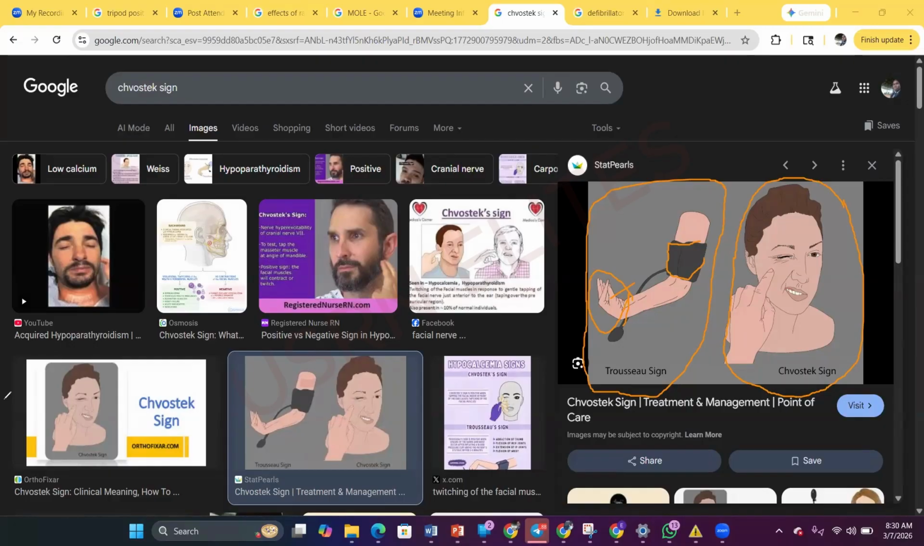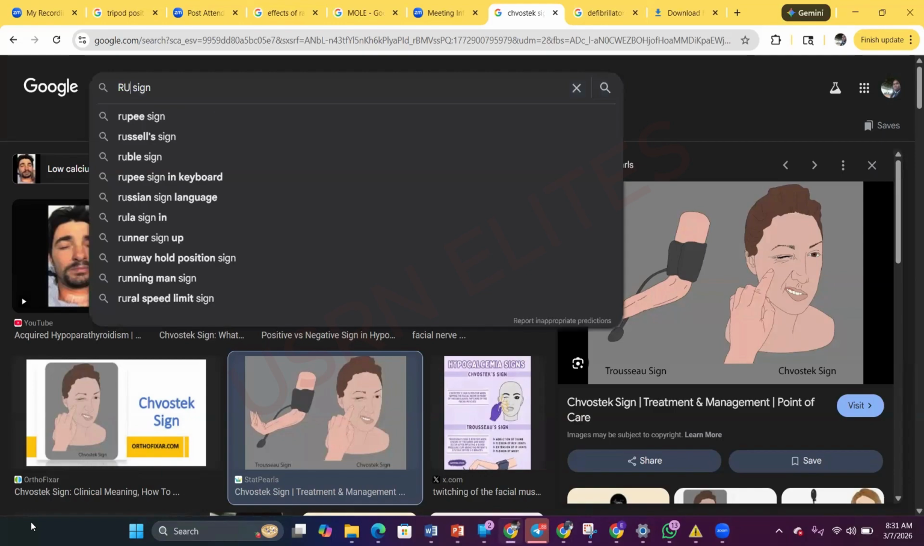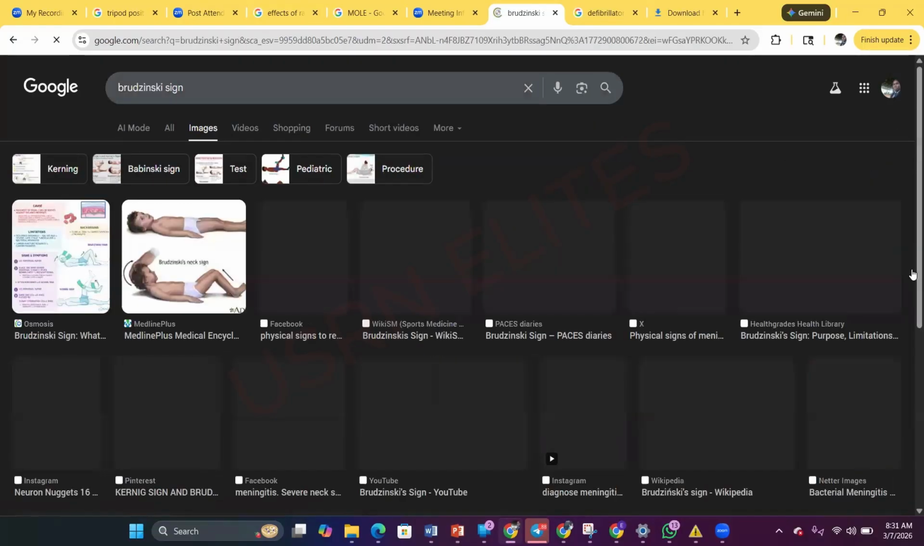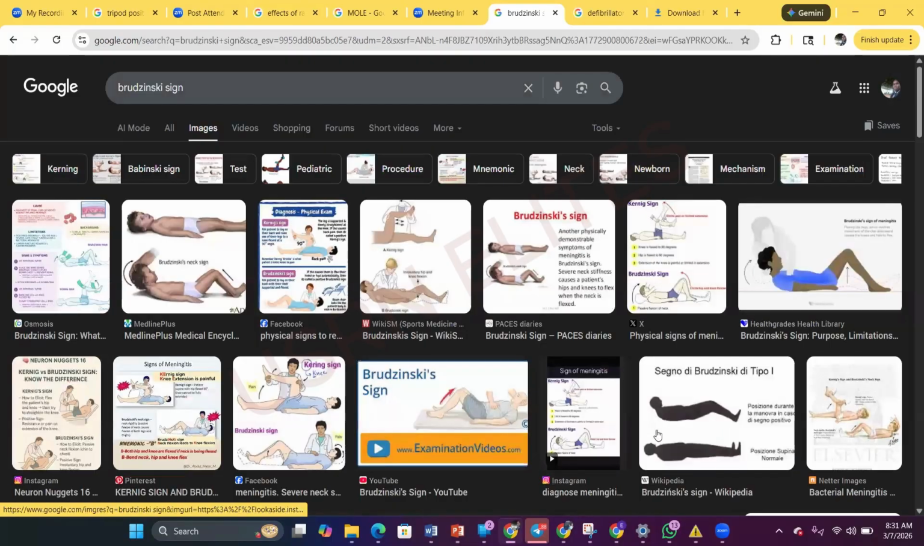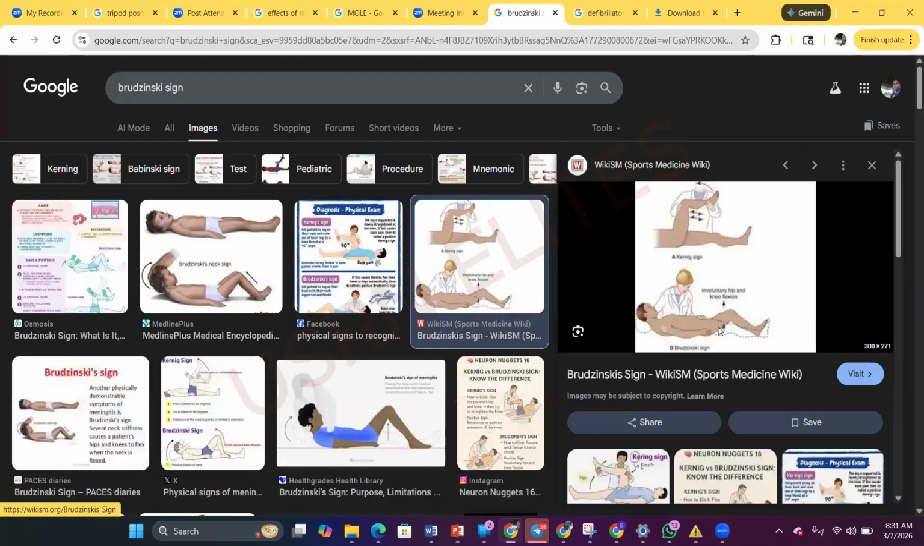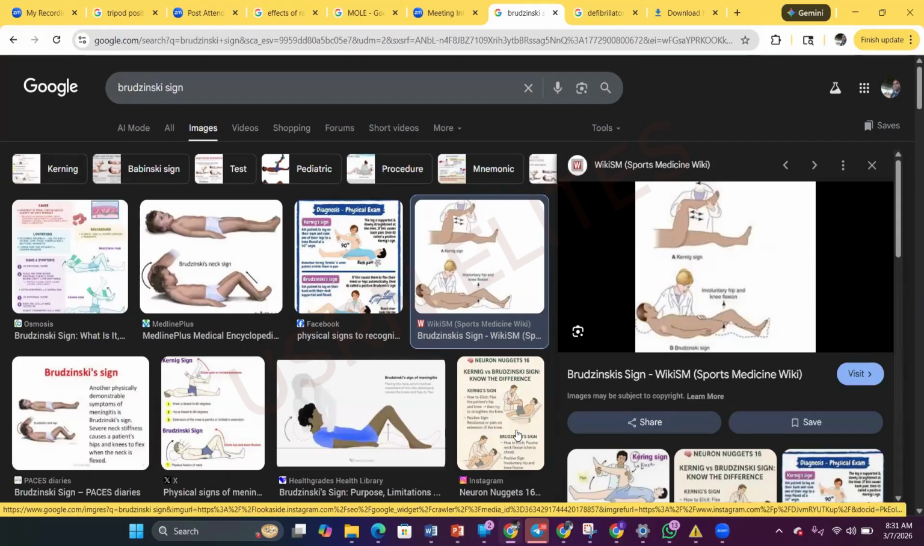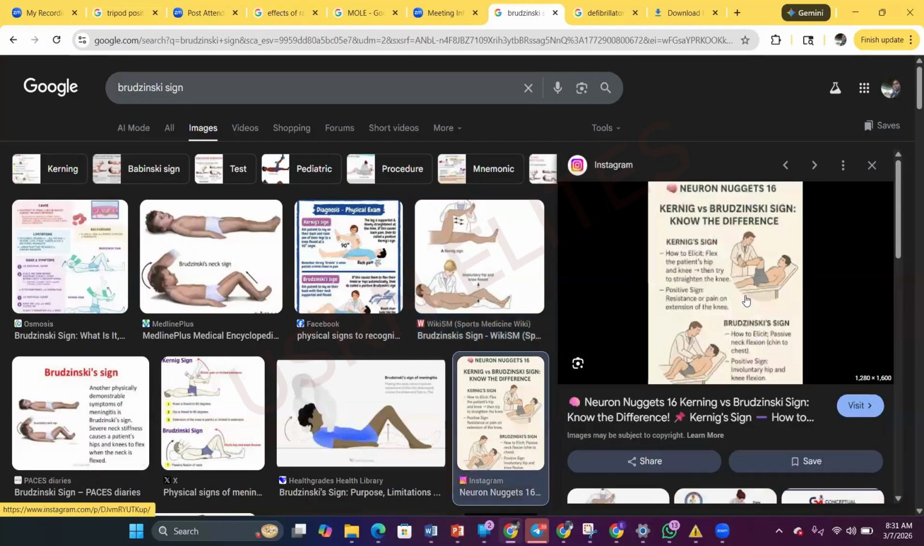Now let's look at the other two assignments. Babinski, no, Brudzinski, right? So Brudzinski sign. Which one should I give him? So look at this one. Brudzinski sign should also move with what? I think this one. I don't know if it will clear.